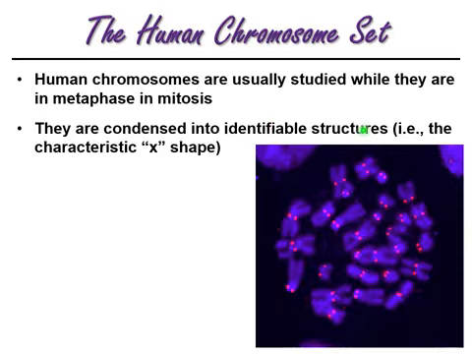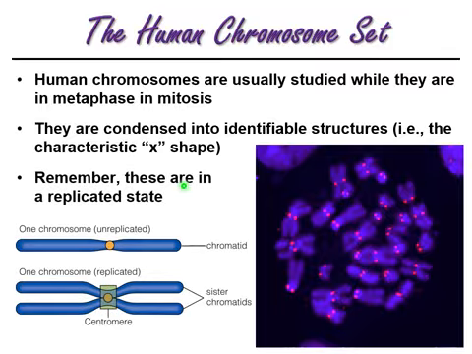So they're condensed into identifiable structures, that characteristic X shape. And remember that these are in the replicated state. But again, I can't stress this enough. It was so important when we were talking about mitosis and meiosis. Now, it is completely unimportant. It is just an artifact of the process in which we photograph these chromosomes. We photograph them in their most condensed state. That's after they've been replicated so that they condense down in mitosis, right, or meiosis, so that they condense, generally it's mitosis, right? We're dealing mostly with somatic cells. But they condense down into their characteristic two sister chromatids attached at the hip, right, at the centromere.